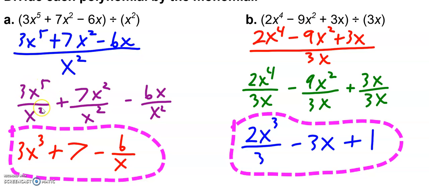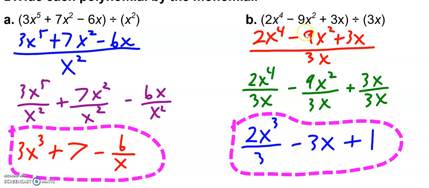So 3x to the fifth over x squared, x to the fifth over x squared is x to the third. Remember here I'm just subtracting the exponents, 5 minus 2 is 3, and then the 3 here just stays. 7x squared over x squared, those just reduce, and I'm left with just the 7. Here's 6x over x squared, so in this case I have 1x in the numerator and 2x's in the denominator, so when I reduce these I'm left still with 1x in the denominator. The 6 just stays in the numerator.